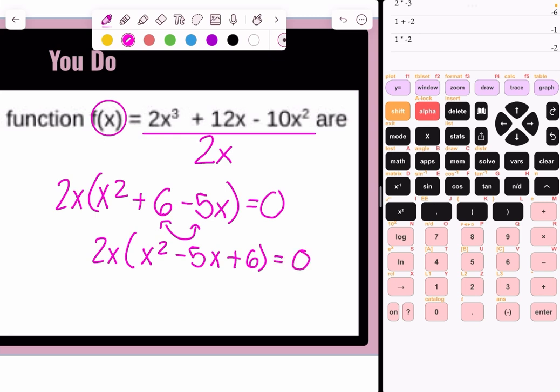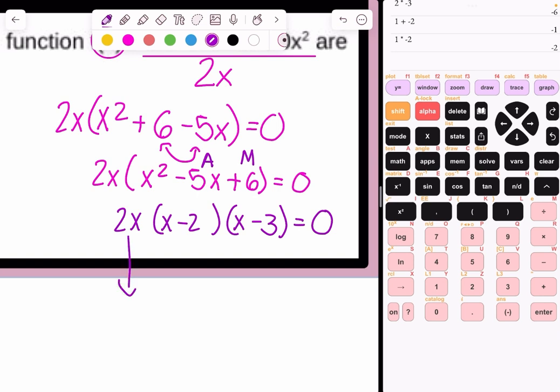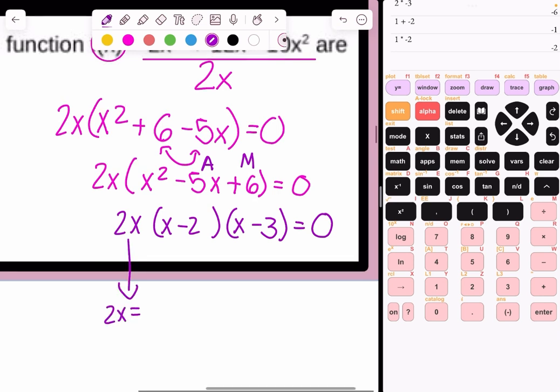I'm going to find what adds to negative 5 and what multiplies to 6. What adds to negative 5 and multiplies to positive 6. It would be a negative 2 and a negative 3. All right, 2x equals 0. We'd have to divide by the 2. We get x equals 0.